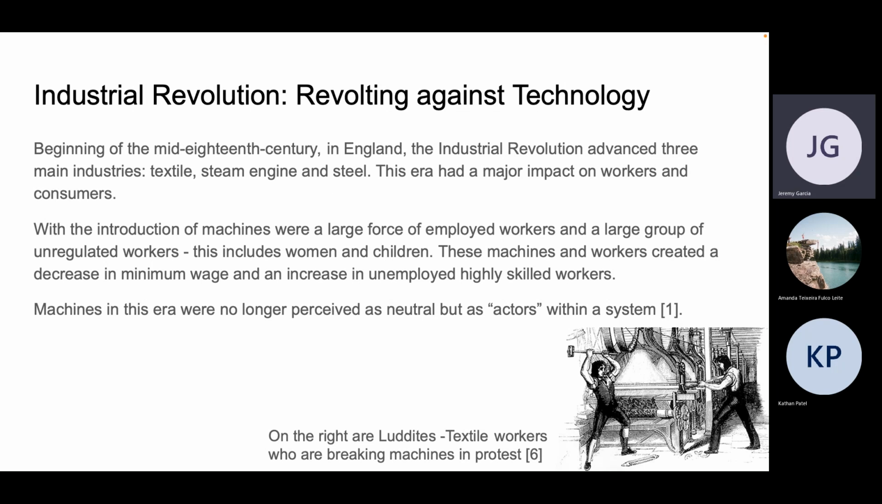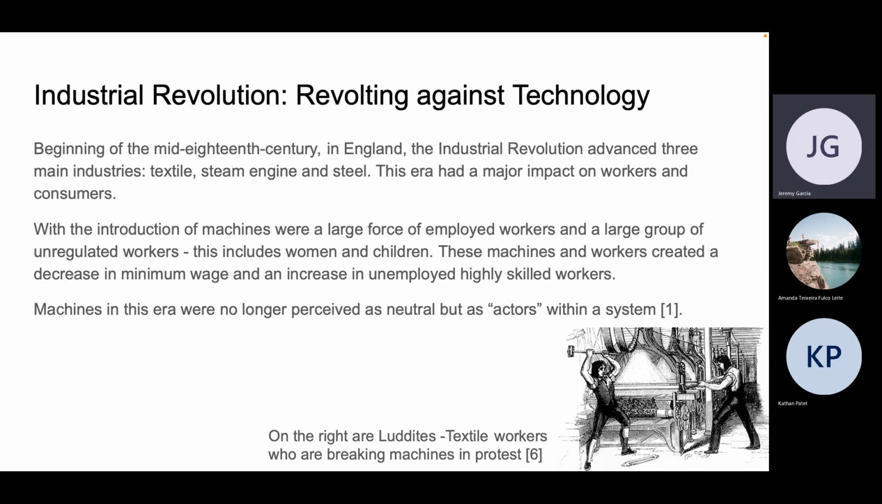The Industrial Revolution, revolting against technology. Beginning in the mid-18th century in England, the Industrial Revolution advanced three main industries: the textile, steam engine, and steel industries. This era had a major impact on workers and consumers. With the introduction of machines came a large force of employed workers and a large group of unregulated workers. This includes women and children.